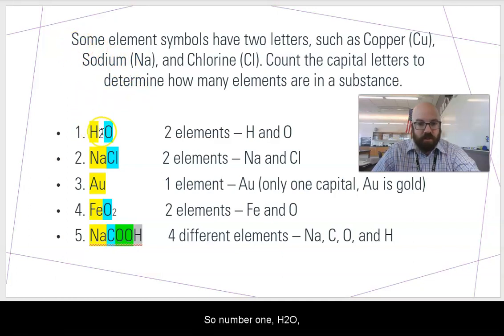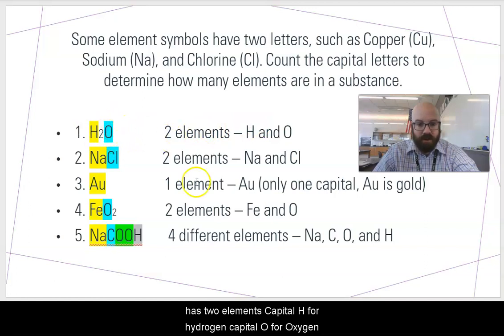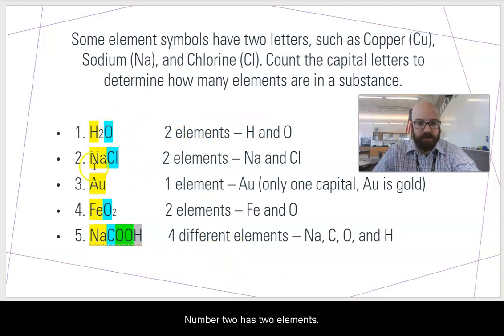So number one, H2O, has two elements, capital H for hydrogen, capital O for oxygen. Number two has two elements, capital N with a lowercase a, and that is sodium, and there's a capital C next to the l for chlorine. Number three, Au is gold, that's just one element. Number four, Fe is one element, that's iron, and O for oxygen, so that makes two elements in this formula.